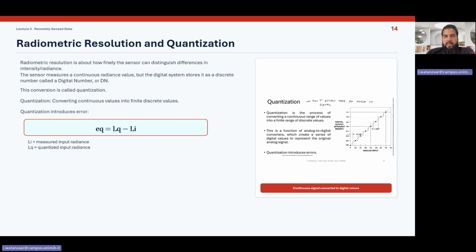Now this is another important one, radiometric resolution. This is now the third resolution. And what is quantization? As we know from radiometric resolution, here the sensor is trying to capture the electromagnetic wave. Radiometric resolution is about how finely the sensor can distinguish differences in intensity or radiance. In optical remote sensing we are mainly capturing the radiance or intensity of the electromagnetic wave.